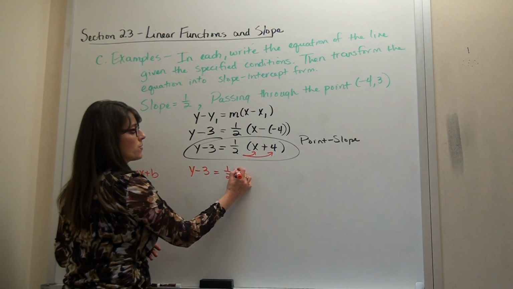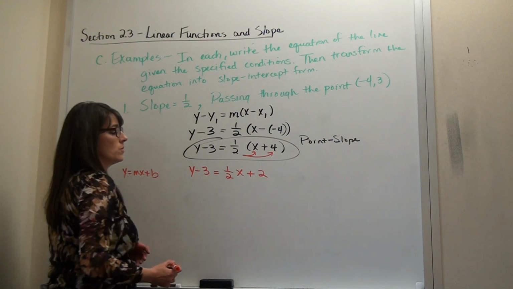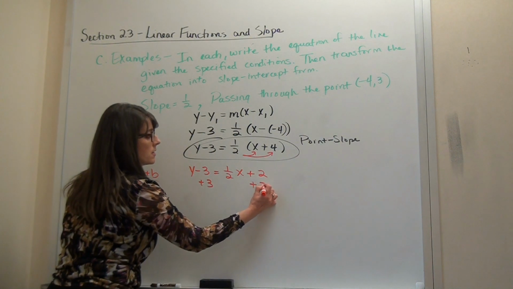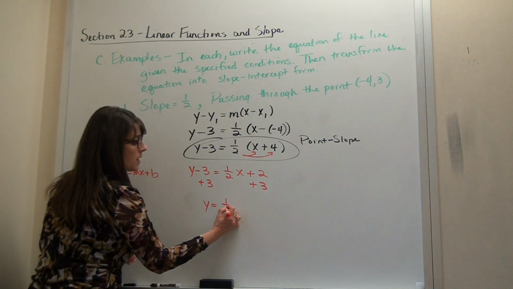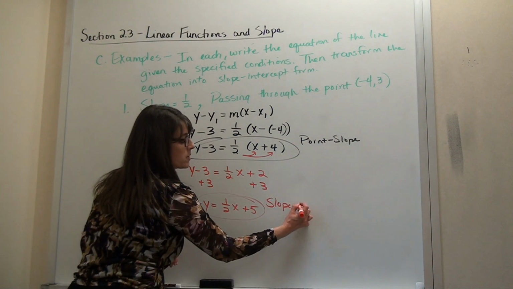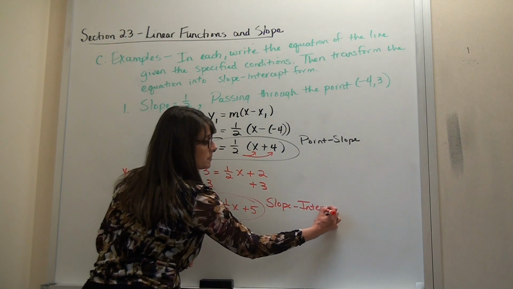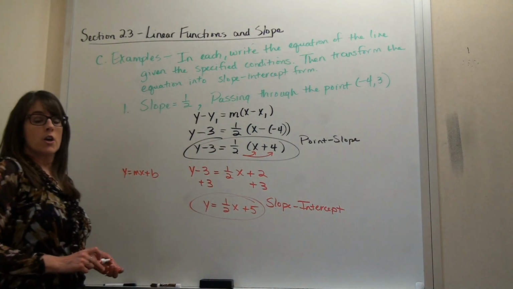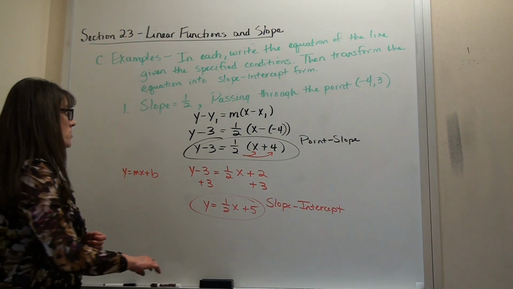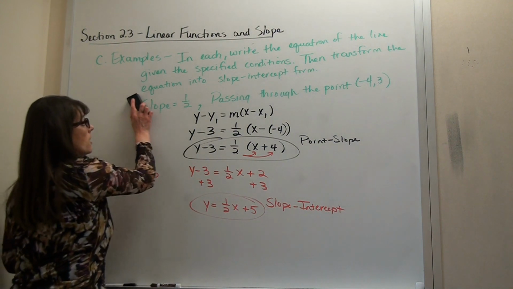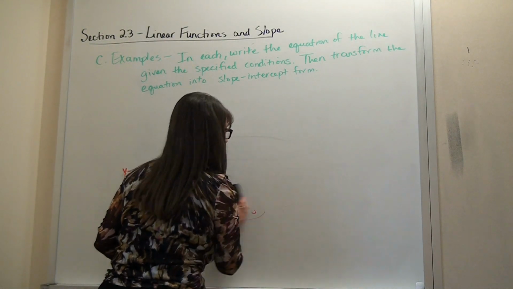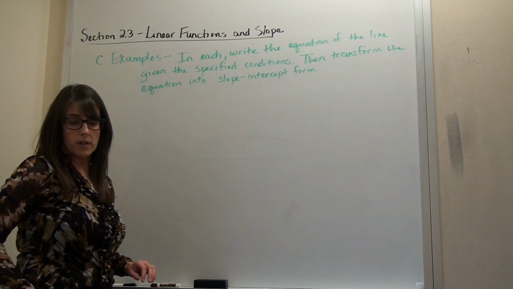So I'm going to distribute my half through and get a half x plus 2. That gets rid of the parentheses, it's looking better. I just need to add the 3 to the other side. So I'm going to get y equals 1/2 x plus 5. There, that's slope-intercept form because the y is by itself and I have no parentheses in there. So that's what happens whenever you're given a point and a slope and you need to write the equation of a line. Let's take a look at an equation now where we're given 2 points and how to write the equation of the line if you're given 2 points.